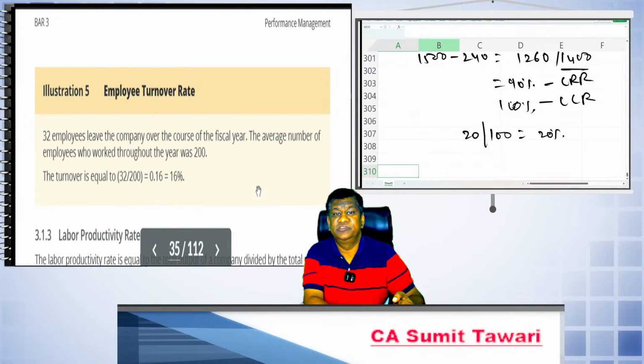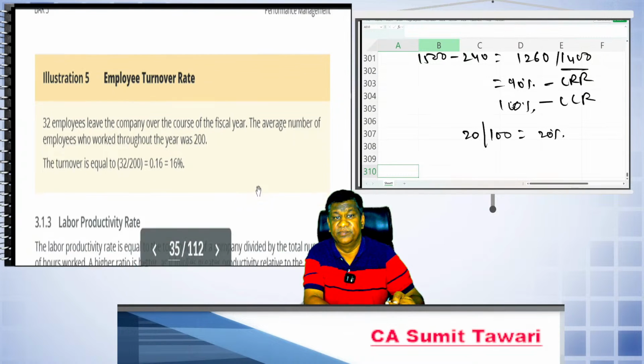So, 32 employees leave the company over the course of the fiscal year. The average number of employees who work throughout the year is 200. So 32 divided by 200, 16% is my employee turnover rate.